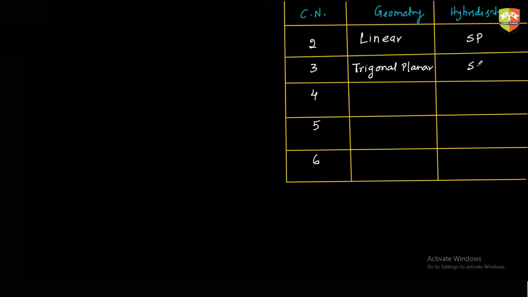And hybridization is sp2. For 4, it is either tetrahedral or square planar. Tetrahedral means sp3 hybridization. Square planar means dsp2 hybridization. For 5, it means trigonal bipyramidal, or we can also have square pyramidal.